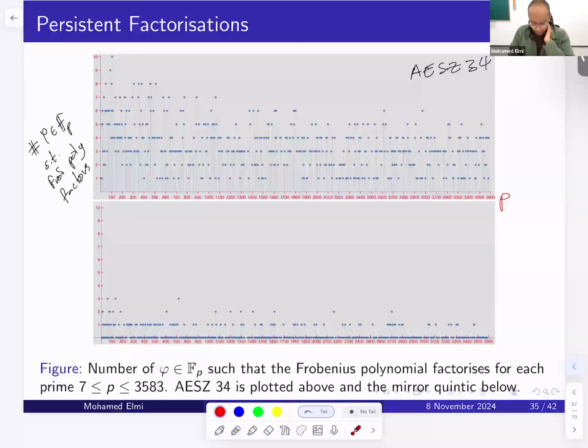Well, if you just believe, you would strongly suspect that it has these special points. Whereas the mirror quintic doesn't factor so often. Some factorizations you would just expect at random. And so just by looking at this, it's no surprise that Denef was unable to find these special points.